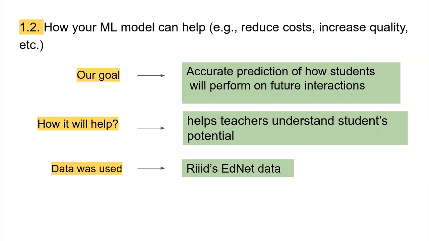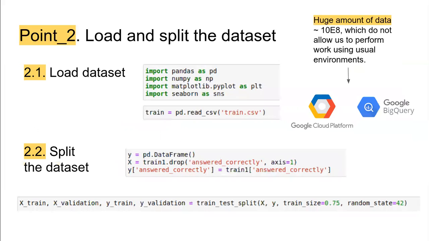And the data we used is the Riiid data from Kaggle. So here you can see just the representation of how we load the data and how we split them. And I want to mention that the huge amount of data does not allow us to work in a usual environment, and we used Google Cloud Platform with Google BigQuery.